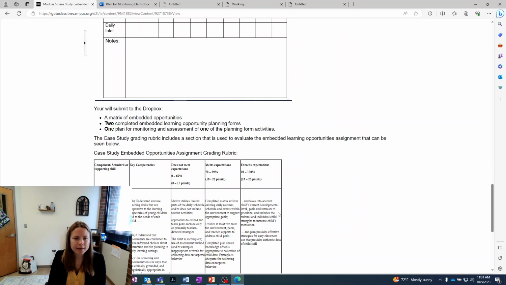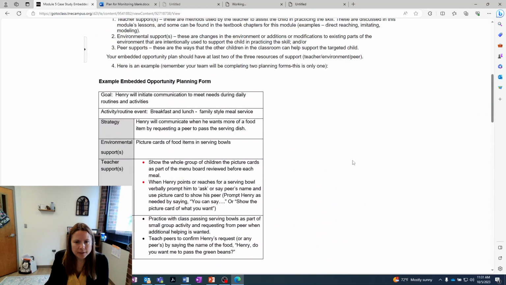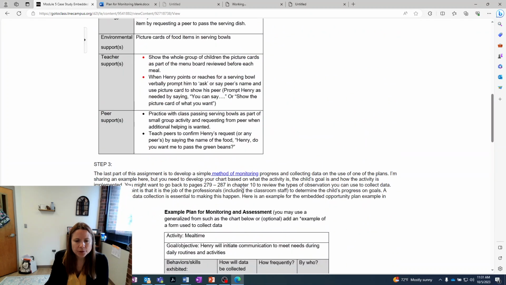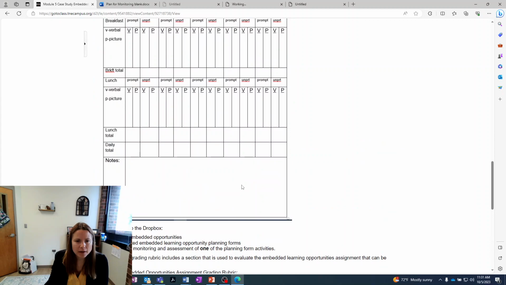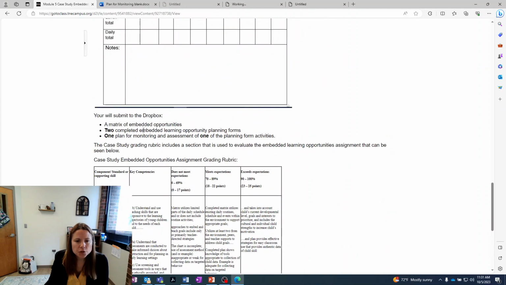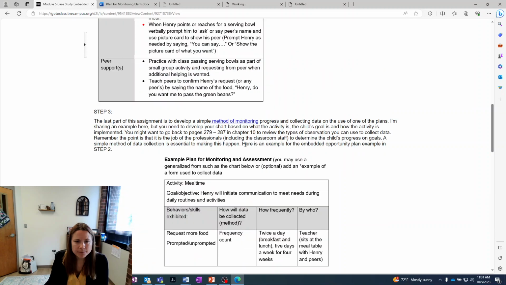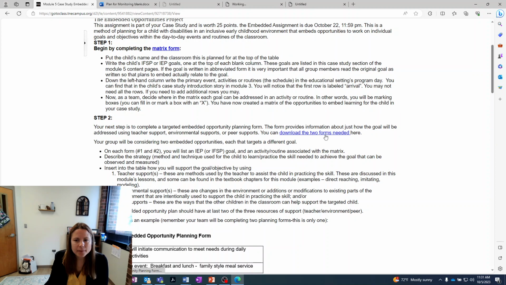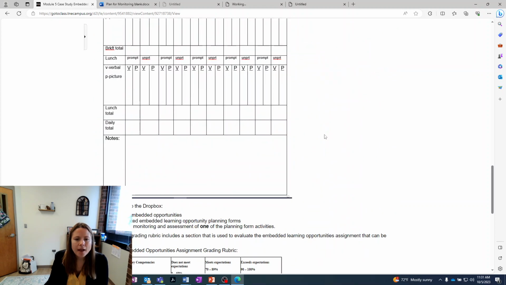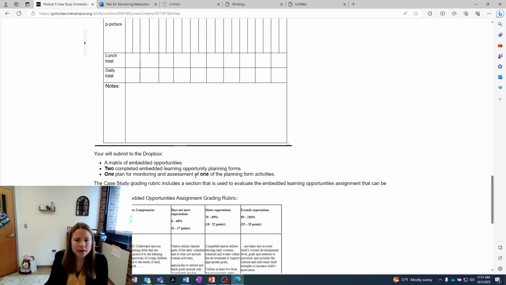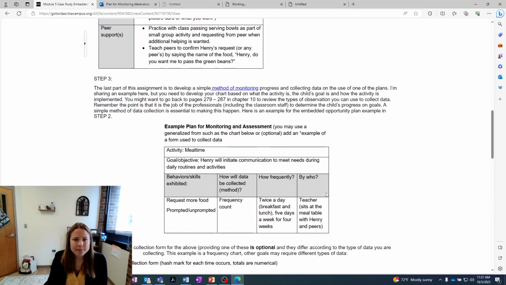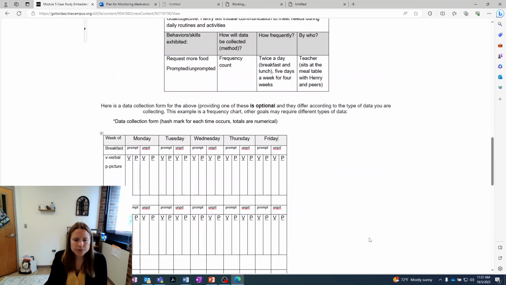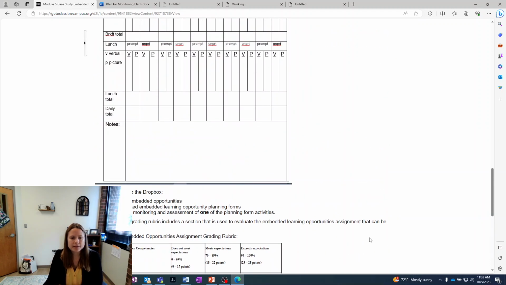So here's what you have to submit, okay? You're going to submit to Dropbox a matrix of the embedded opportunities, okay, which was step 1. You're going to complete that form and put it in Dropbox. You are going to use 2 completed embedded learning planning forms, step 2, okay? Remember, there's only one that came up, but you can use 2 of them. And then the last thing is 1 plan for monitoring and assessing to see if these plans are working, okay? And that is step 3. So that looks like this. So only 1 of those. And you will submit that to Dropbox.